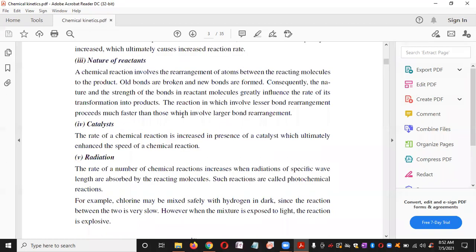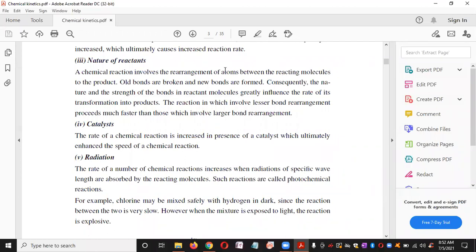Next, nature of the reactant. Generally we have two types of reactants, ionic reactants and covalent reactants. That is the nature of the reactants. A chemical reaction involves the rearrangement of atoms. So in a covalent reaction, that means in organic chemistry, the rearrangement of bonds takes place, and rearrangement of bonds takes more time. Whereas in an ionic reaction, only ions take part, so there is no rearrangement of bonds. That's why ionic reactions are faster or spontaneous compared to organic reactions, or you can say covalent reactions.